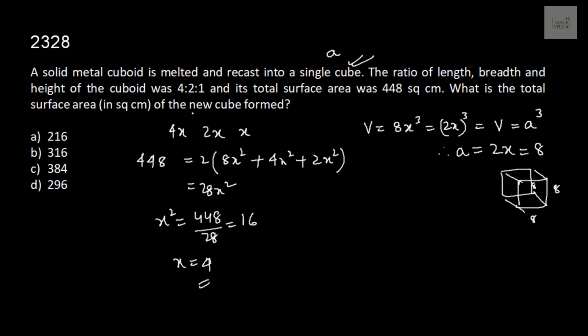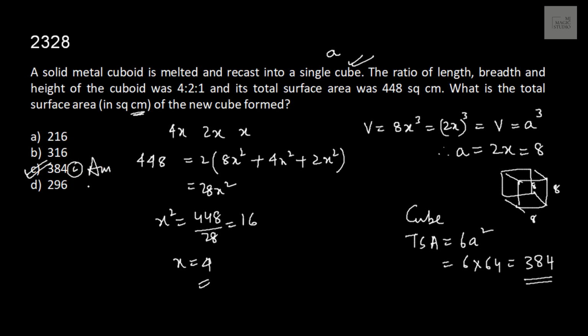What is the total surface area of the new cube formed? Of the cube, total surface area is 6a squared, that is 6 into 8 into 8, which is 64, 384 square centimeter. Do we have this in our option? Yes. Option C, 384 square centimeter, is the total surface area of the new cube. Option C is the answer.